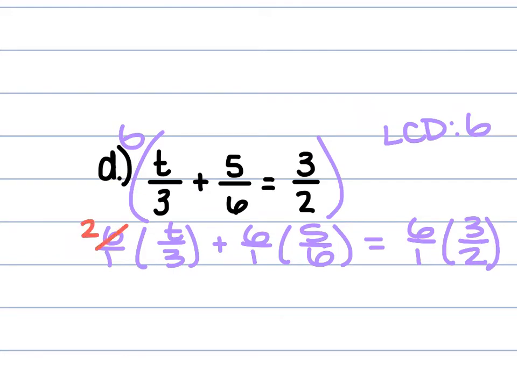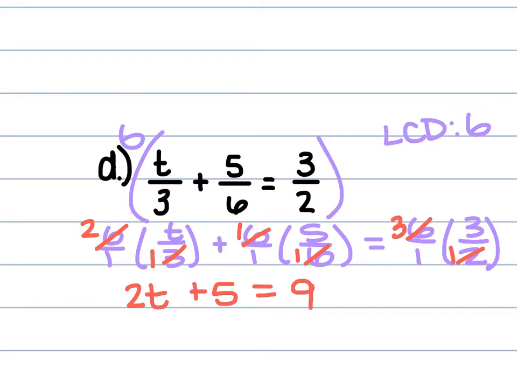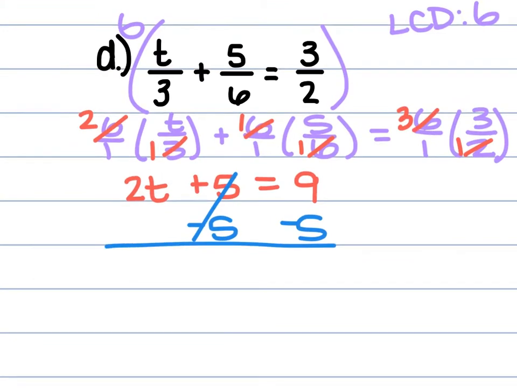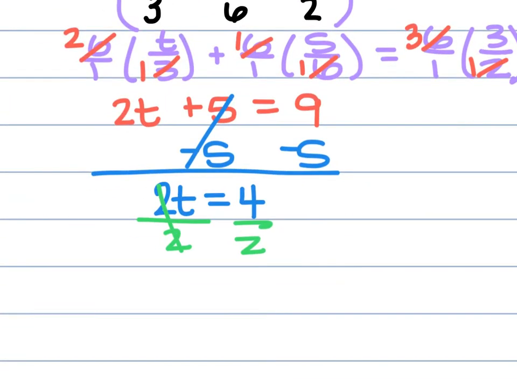The 6 will turn into a 2, making the 3 a 1, so 2 times t is 2t. 6's cancel out, become 1's. We're just going to have plus 5 is equal to 6 and 2 will become 1 and 3, so 3 times 3 is 9. Move the 5 over by subtracting it. We get 2t is equal to 4. Divide by 2 on both sides. We have t is equal to 2.